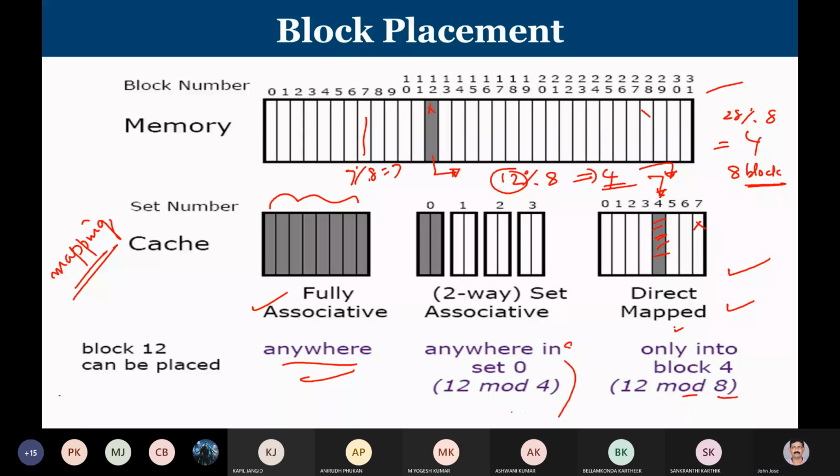Now, I am looking for a combination of these two. I divide the cache memory into sets, and each set has multiple cache block spaces. So I do the mapping only to a set. Within a set, I can keep it anywhere. So that is why block number modulo 4. Why 4? I have a total of 4 sets, set 0, 1, 2, and 3. Let's say 12 mod 4 is equal to 0. So I can keep it in set number 0. In set 0, there are 2 cache lines. I can keep it anywhere.